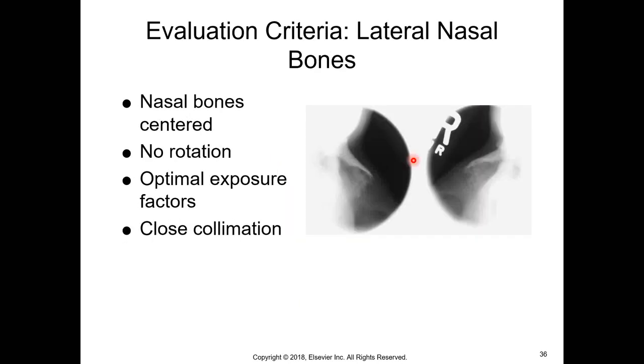With the nasal bones, you want to make sure, obviously, that they're centered. So your central ray would kind of, here's your nasal bone here, it would just be right there where the nasion is. That there's no rotation, you want it to be completely in profile.